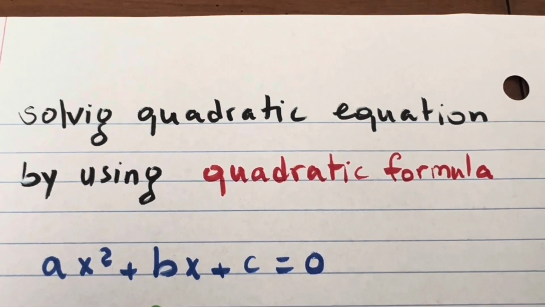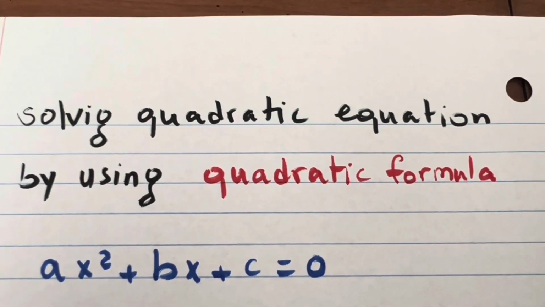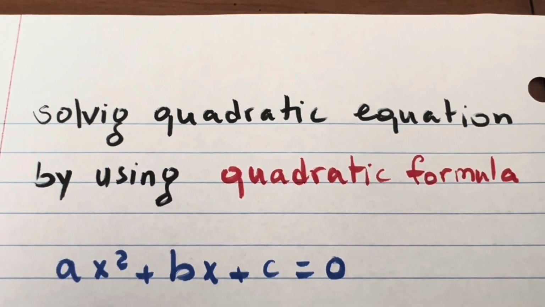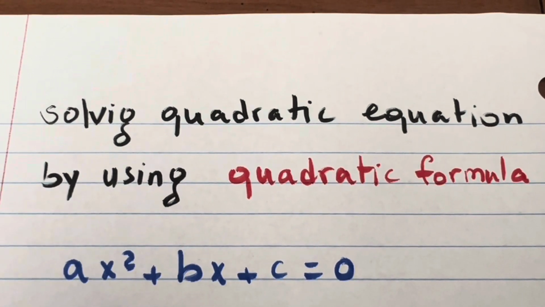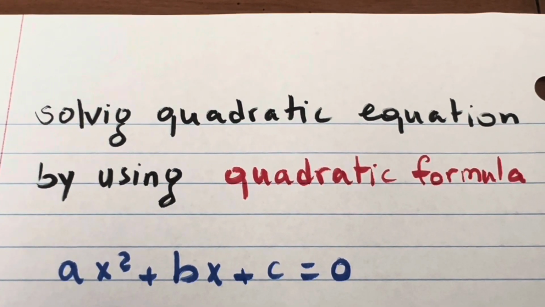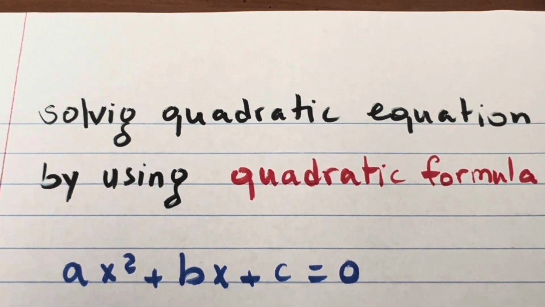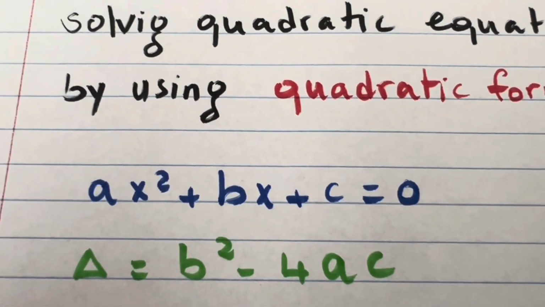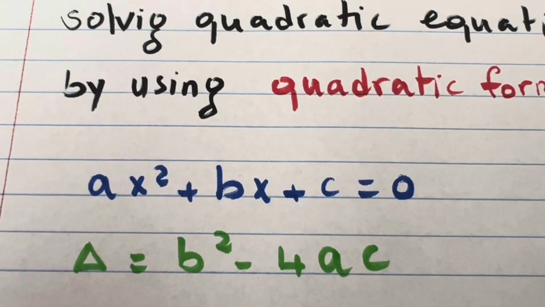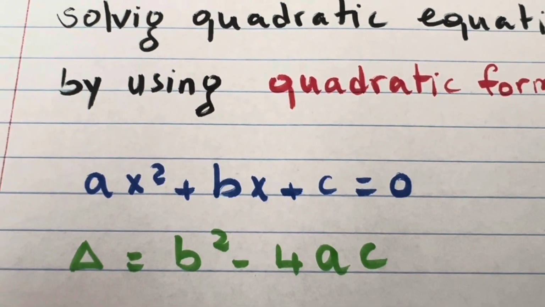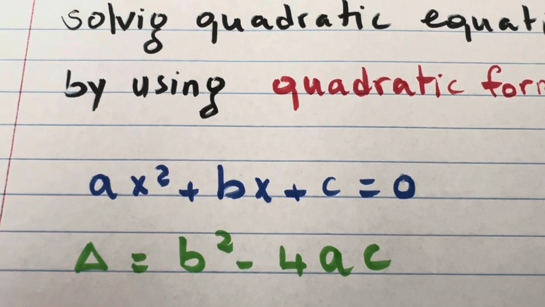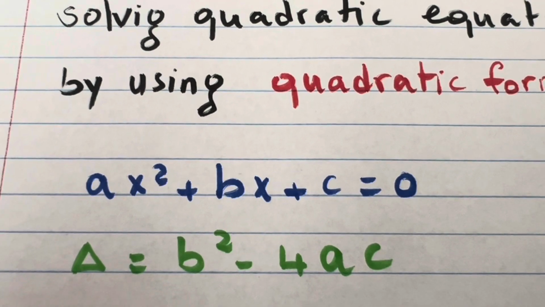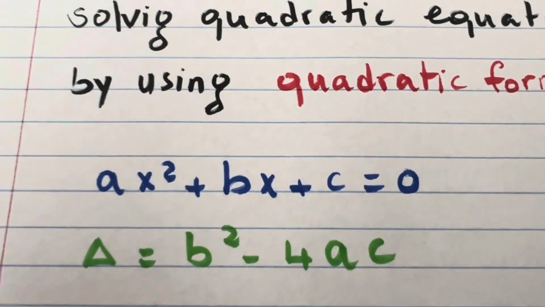In this video, I'm gonna show you how to solve quadratic equation by using quadratic formula. So ax squared plus bx plus c equal to 0. So we need to calculate the discriminant, which we also call delta, equal b squared minus 4ac. Based on the sign of b squared minus 4ac, we have three different cases.